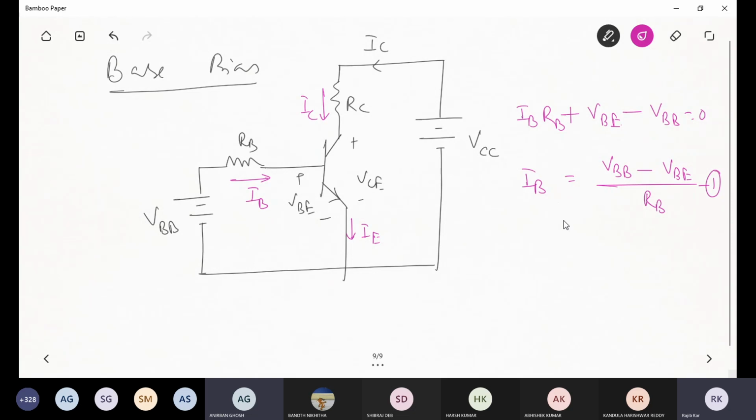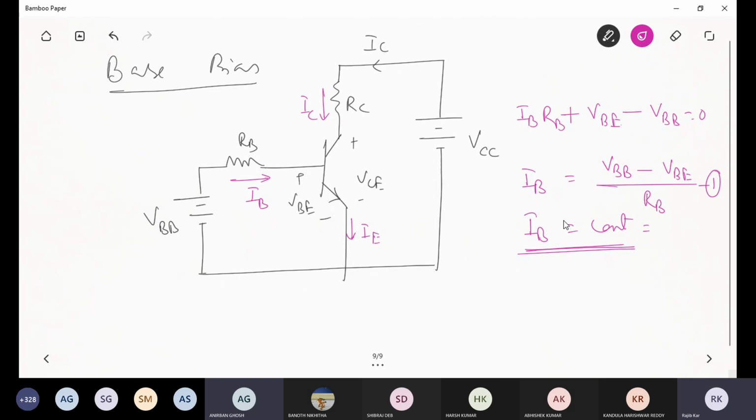Now if you look at the right hand side of equation 1, VBB is constant, VBE is also constant, RB is also constant. So definitely IB also will be constant or fixed, and that is the reason why it is called fixed bias. Because the base current is fixed or constant, it is known as fixed bias.